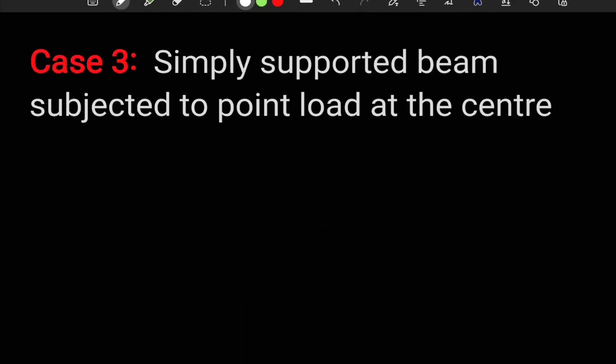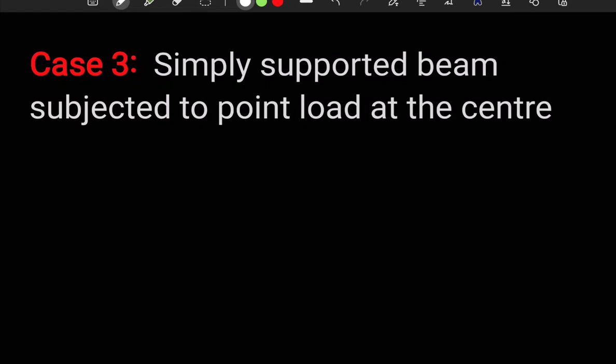Case 3. Simply supported beam subjected to point load at the center. It is not a cantilever beam. It is a simply supported beam with point load. We have taken a simply supported beam.